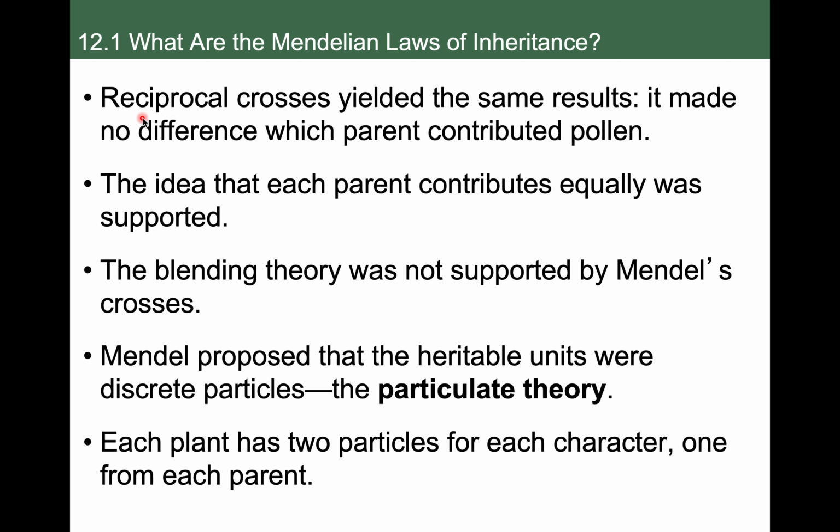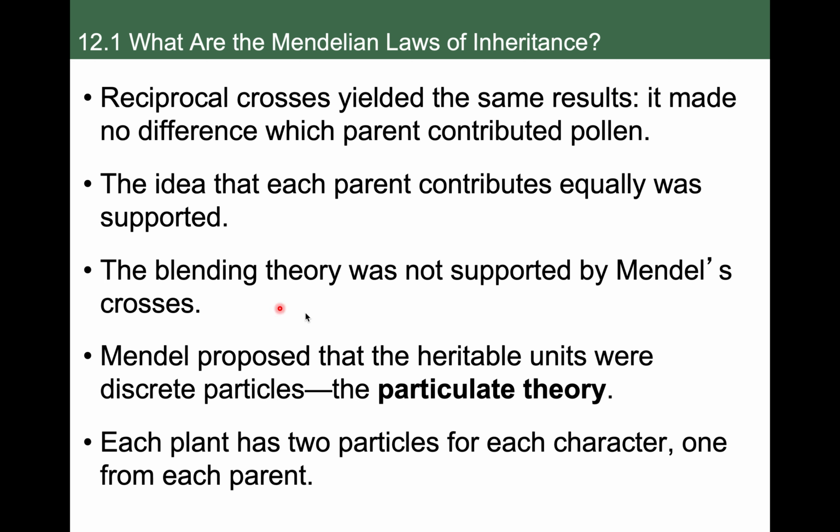And he tried what are called reciprocal crosses, meaning he would take the pollen from the purple parent plant and dust it onto the white parent, but he would do it the other way as well. He would take pollen from the white parent and dust it onto the purple. And he found it didn't really matter which parent contributed the pollen; he would get the same results every time. So that finding did support that original idea that, yeah, both parents are contributing equally to the next generation.